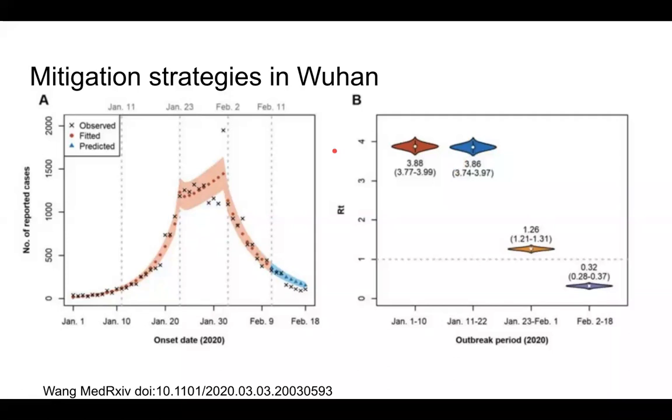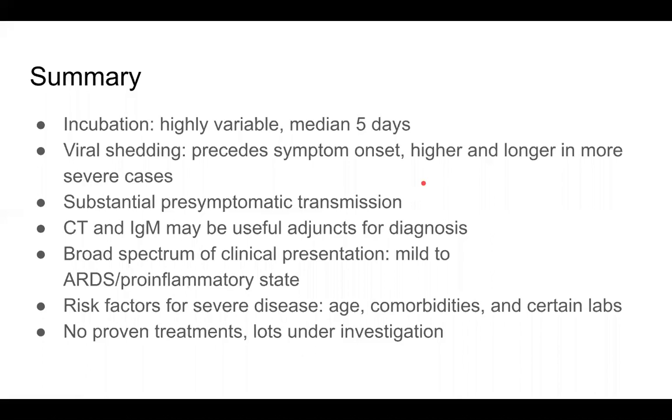So just to close, in summary, we went over a lot of different studies here today, but some of the takeaway points that we were hoping to emphasize, first of all, that the incubation period of the infection is highly variable with a median of 5 days. Second, that viral shedding seems to precede symptom onset and seems to be higher and longer in more severe cases. There's substantial pre-symptomatic transmission.